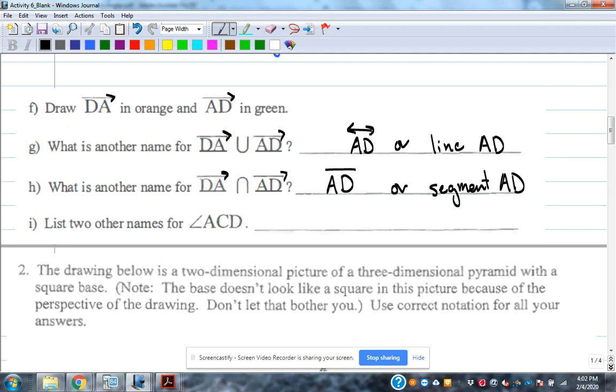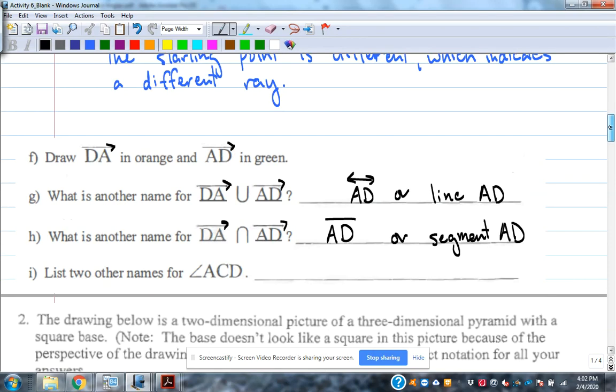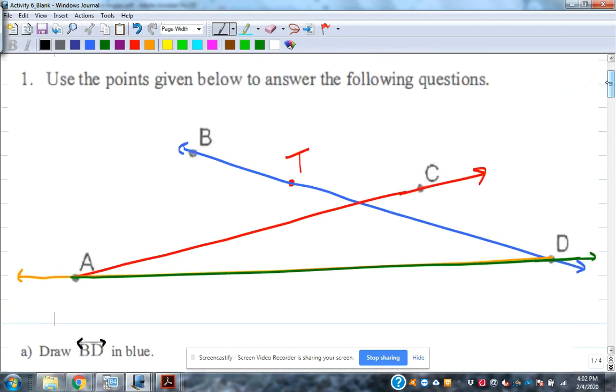And that gets us to part I when we mention rays. It says, list two other names for angle ACD. So we've got to create angle ACD in our picture. So we're going to go back to our picture up here. And we've got ray AC there, and then ray AD that create that angle. So when we're naming angles, the vertex has got to be the letter in the middle.